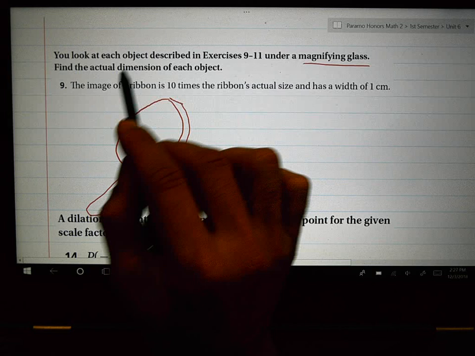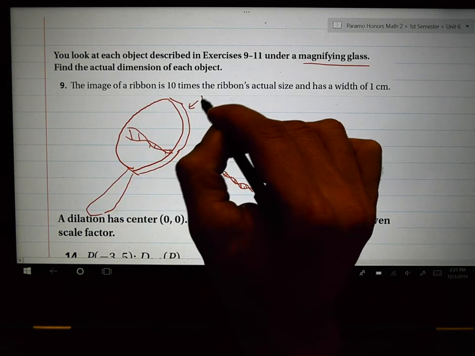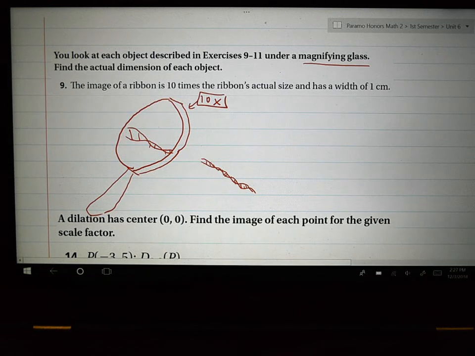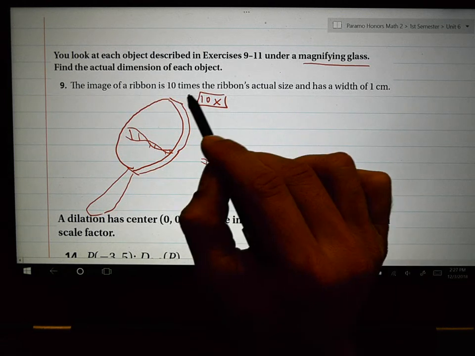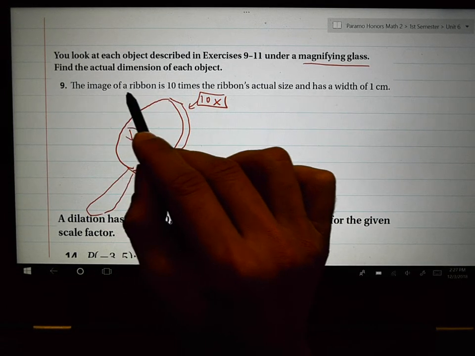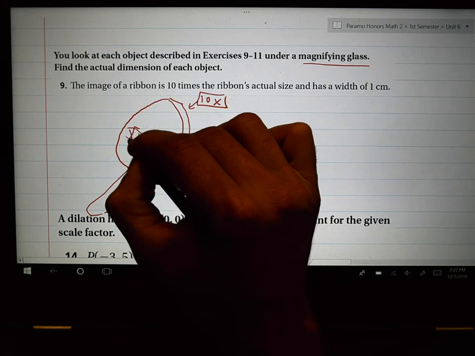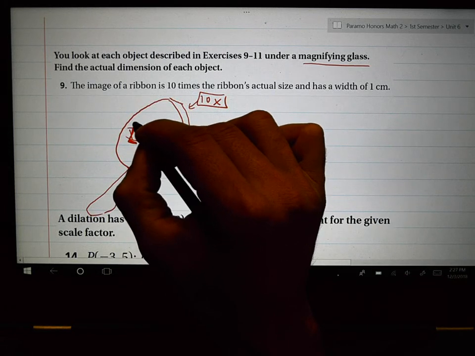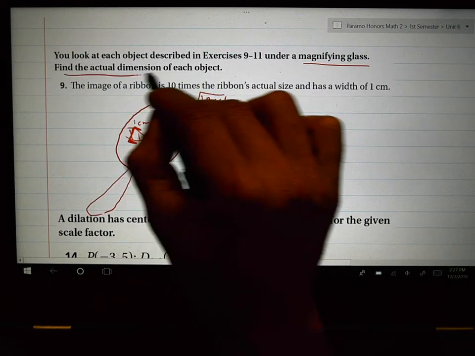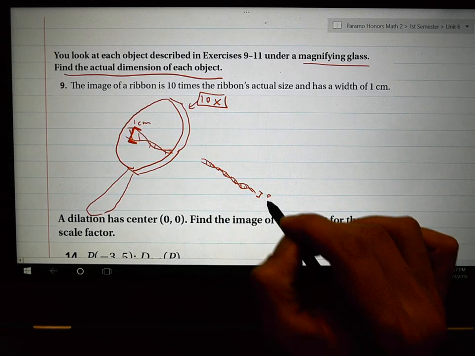You look at an object, and the image of a ribbon is 10 times. This magnifying glass enlarges whatever you see by 10 times the amount. 10 times the ribbon's actual size, and the image of the ribbon has a width of 1 centimeter. So from here to here on the image is 1 centimeter. We need to find the actual dimension of the object. So how wide is it here? That's the question.